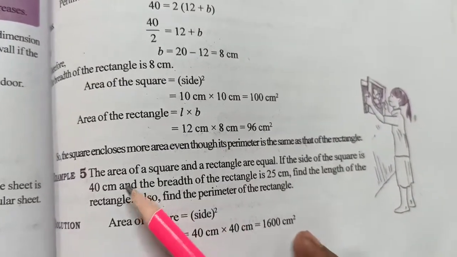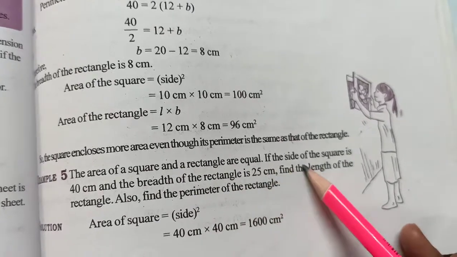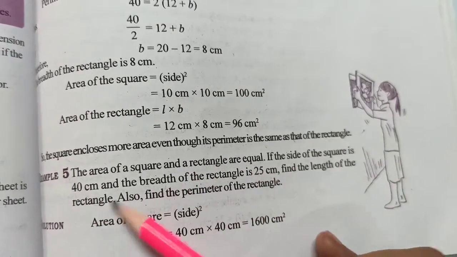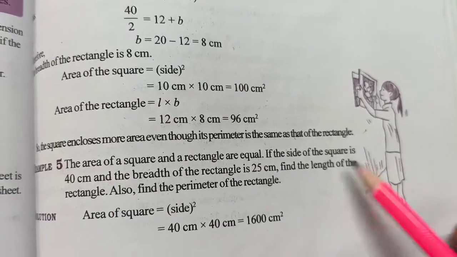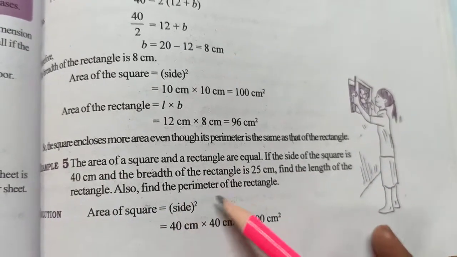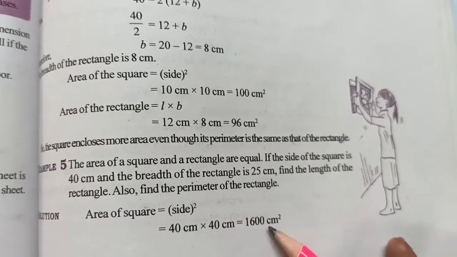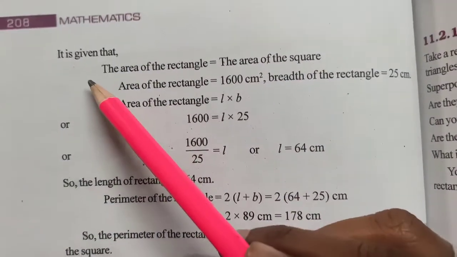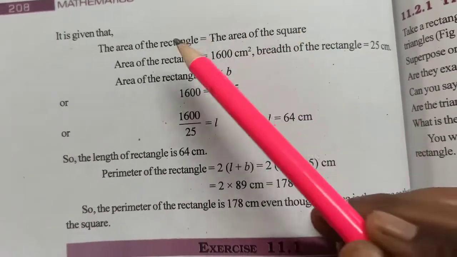Next question. The areas of a square and a rectangle are equal. If the side of the square is 40 cm and the breadth of the rectangle is 25 cm, find the length of the rectangle. Also find the perimeter of the rectangle. We know the area of the square: 40 into 40 will give you 1600 cm square. So it is given that the area of the rectangle is equal to the area of the square. Both the areas are equal.